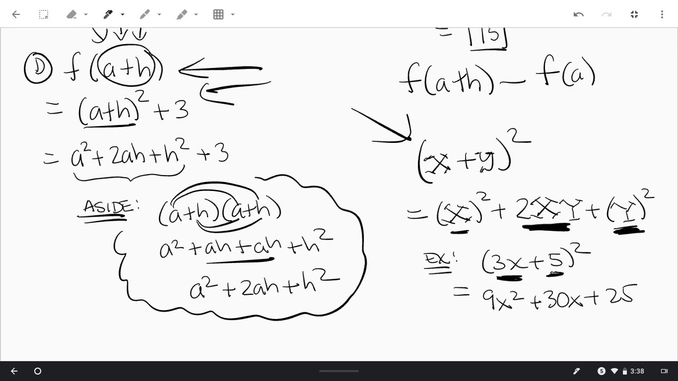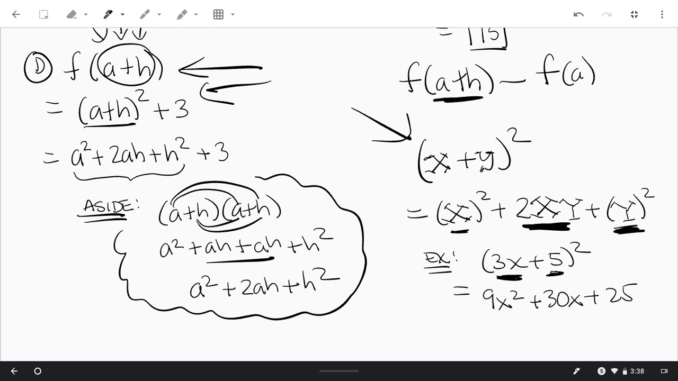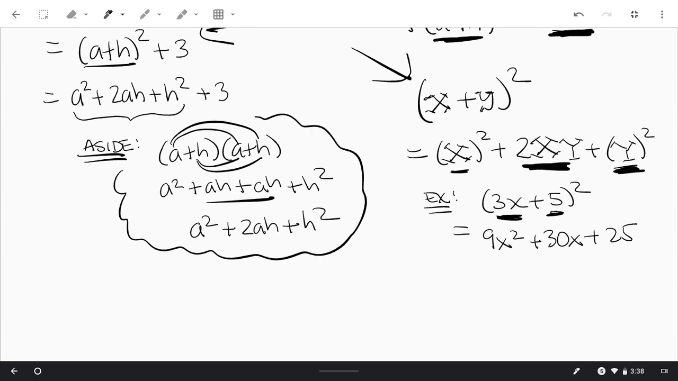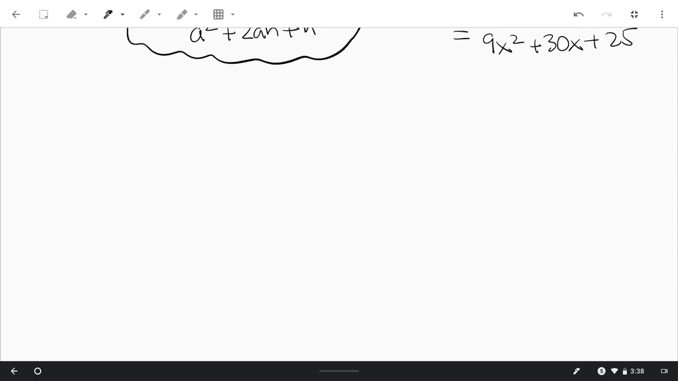Okay. And yeah, this is not too bad. We just did that one. This one, you would just replace all the x's with a. Okay. All right. Moving on.